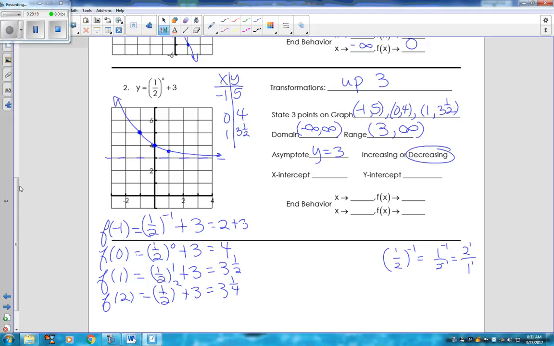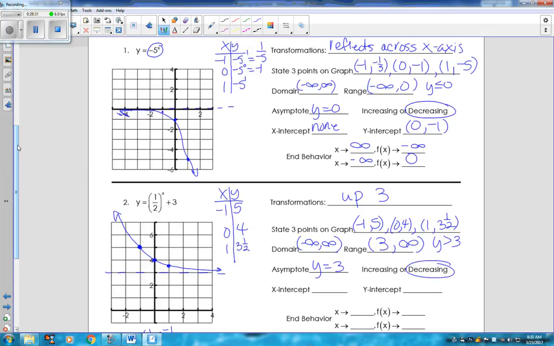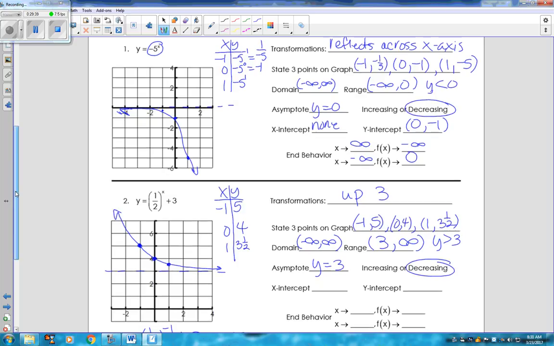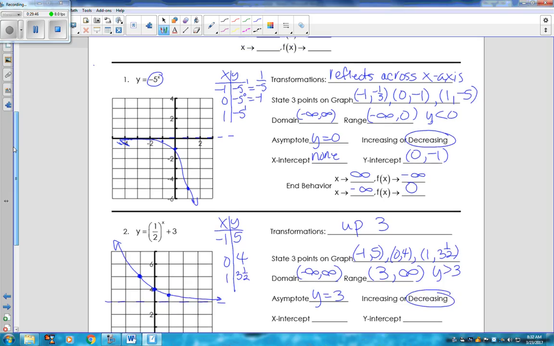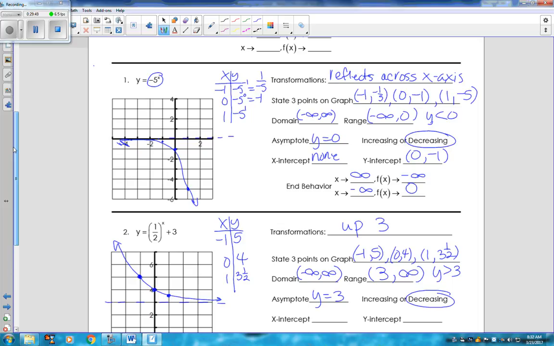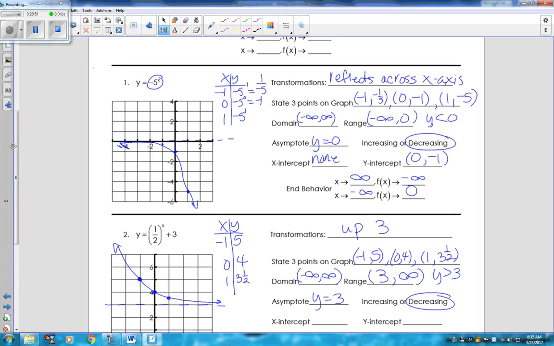Or you could say y's are greater than 3. Oh, did I put or equal to 0 on that last one? It should have just been greater than. Y is greater than 3. Back up here, that should have just been greater than because it doesn't get to 0. You did the less than symbol instead of the greater than. It's supposed to be less than. Yes, change that.